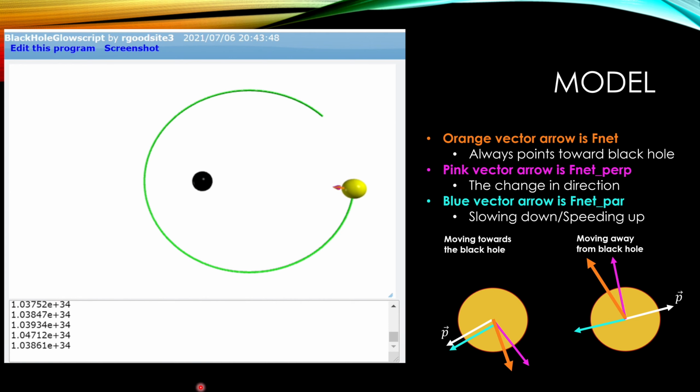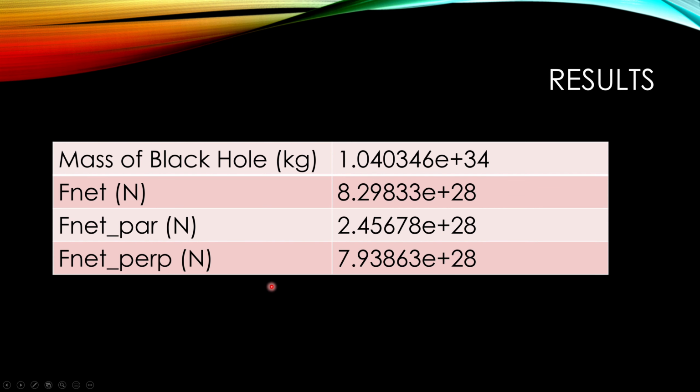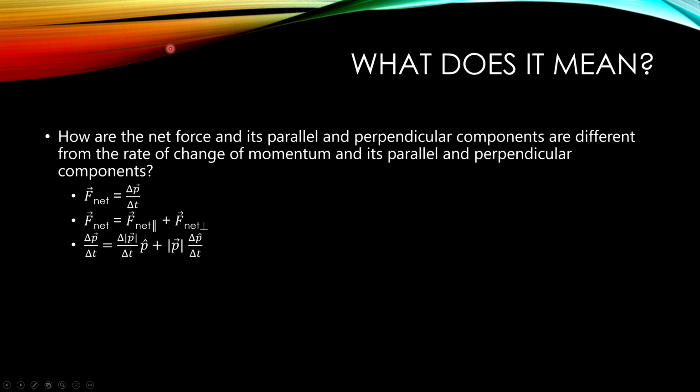Looking at these 2 different figures, we can see that when the star is moving towards the black hole, the momentum and the parallel component of net force are in the same direction, causing the star to speed up. When they are moving away from the black hole, they are in opposite directions, causing the star to slow down. So here we take a look at the results. We find that the mass of the black hole is this, the net force is equal to this, the net force of the parallel component is equal to this, and the net force of the perpendicular component was equal to this. So now we're getting into the questions.